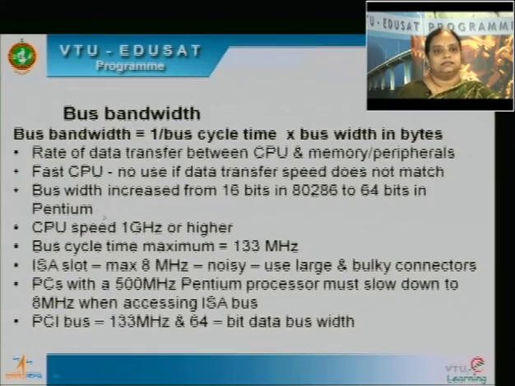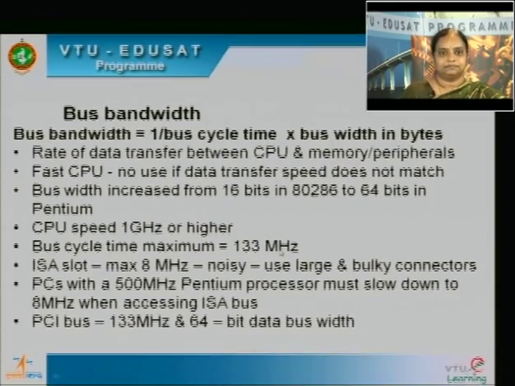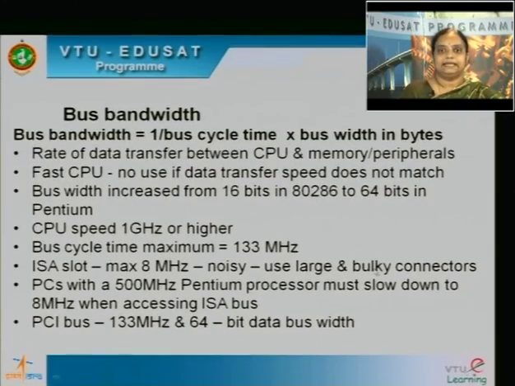And let us consider a typical CPU with speeds of 1 gigahertz or higher. The bus cycle time for any memory device, because the memory has to communicate on some lines, memory lines on the PCB, is at present a maximum of around 133 megahertz. And in older PCs, we had the ISA slot. This ISA slot was still using large and bulky connectors, so it becomes noisier if I increase the speed beyond 8 megahertz.